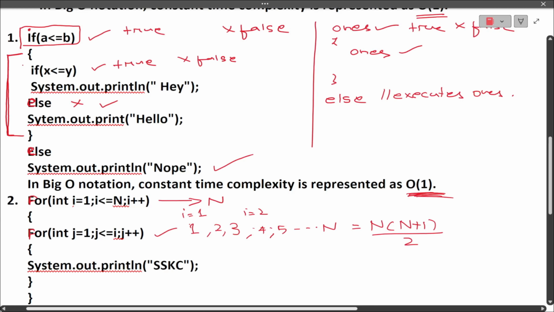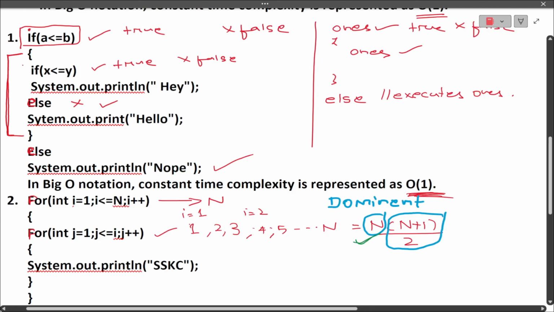This is nothing but a small maths formula to find out the sum of numbers from 1 to n. Actually, there is a small concept here, that is dominant. Whenever you get this kind of complex expression, what you need to do is keep only the dominant ones and ignore the other part. So which part is the dominant one? This part is the dominant one.